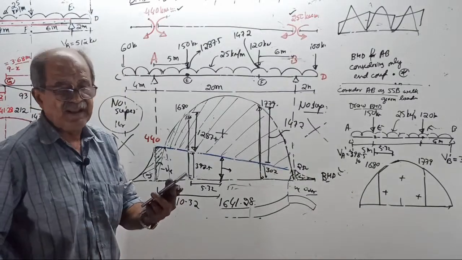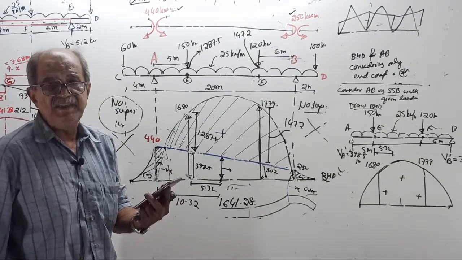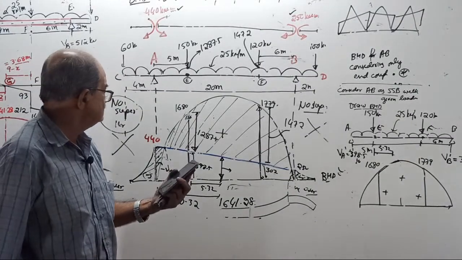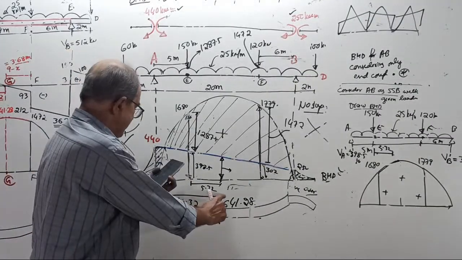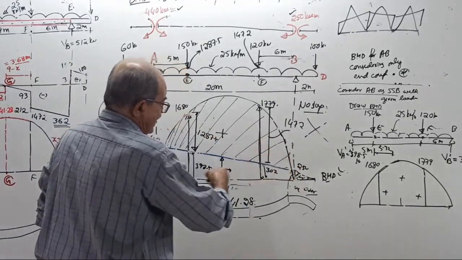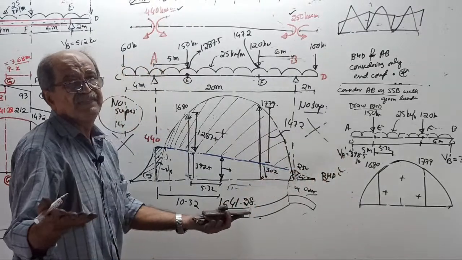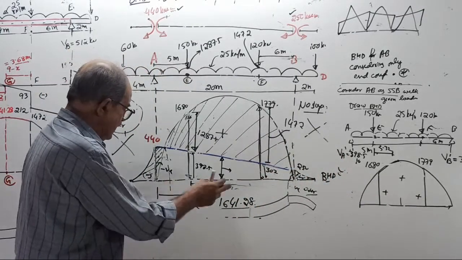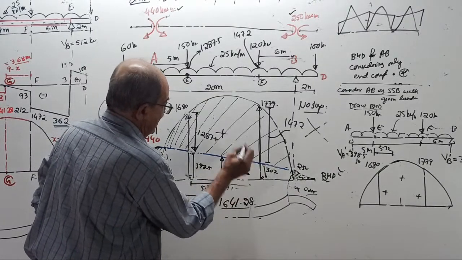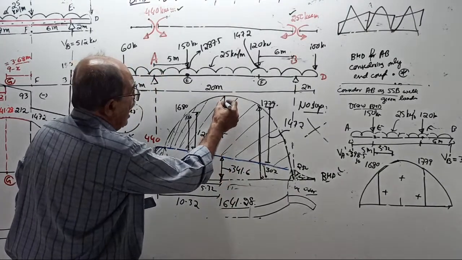Correct, full number back then. Full number, no changes, no decimal rounding off. I want the full number. From here, you go by 10.32. Only 440, only 250 for 20 meter length. Go by 10.32, it gives 341.6. What is this full ordinate?